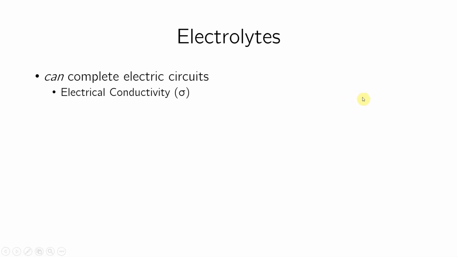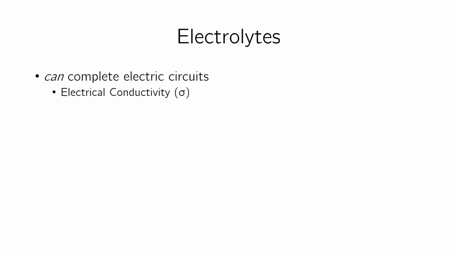All right, so let's talk about electrolytes. Electrolytes are compounds that, when they dissolve in water, can be used to complete an electric circuit. Water by itself cannot conduct electricity. Unlike what you might think, water cannot conduct electricity. It needs to have some ions dissolved in it to conduct any electricity. If you dissolve some salt in it, it will.